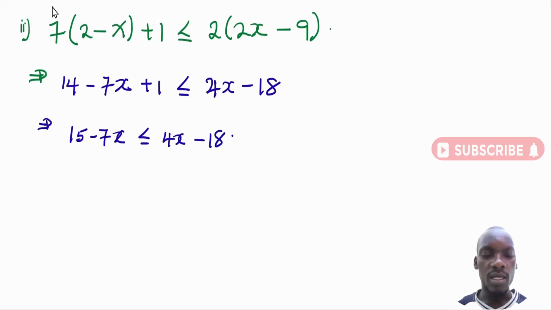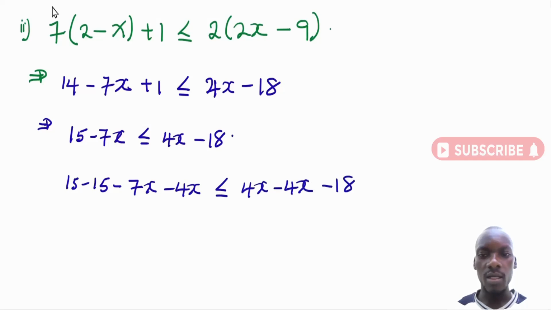Let us collect like terms. We are having now 15 minus 15, then minus 7x minus the 4x is less than or equal to the 4x minus the 4x minus 18, then minus the 15. So this and this cancel out. Then negative 7x minus 4x, that is negative 11x, is less than or equal to this; the 4x and this one cancel out. Negative 18 minus 15, that is negative 33.